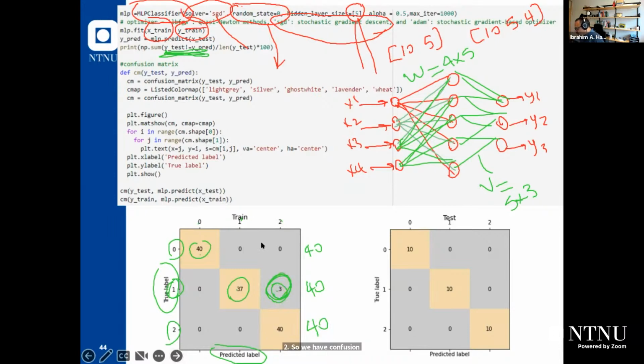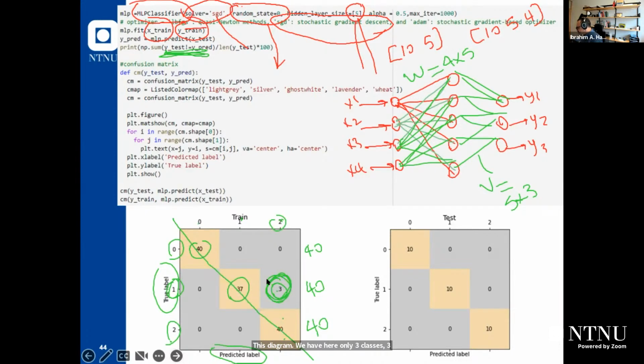For class number 2, we have 0 classified as 0, 0 classified as 1, but we have 40 classified as 2. 40 from class 2 classified as 2. Correct? So for the training set, in fact, the accuracy is very high. We have only 3 misclassified. I mean, we need to maximize all the numbers across this diagonal. We have here only 3 misclassifications.